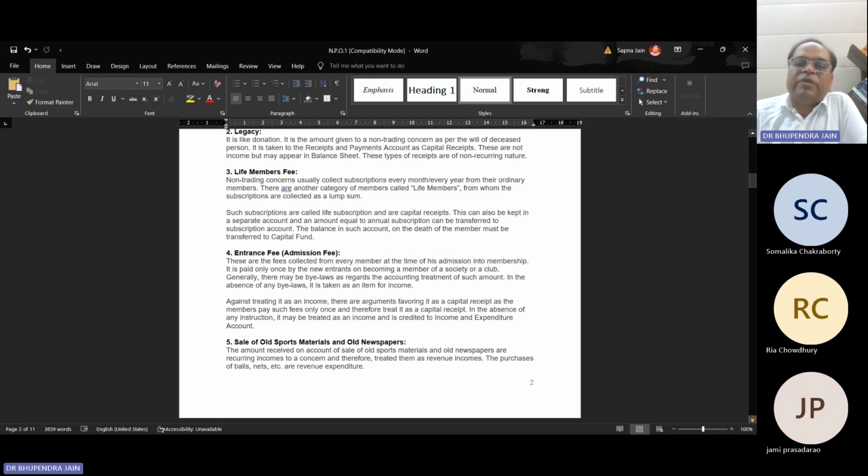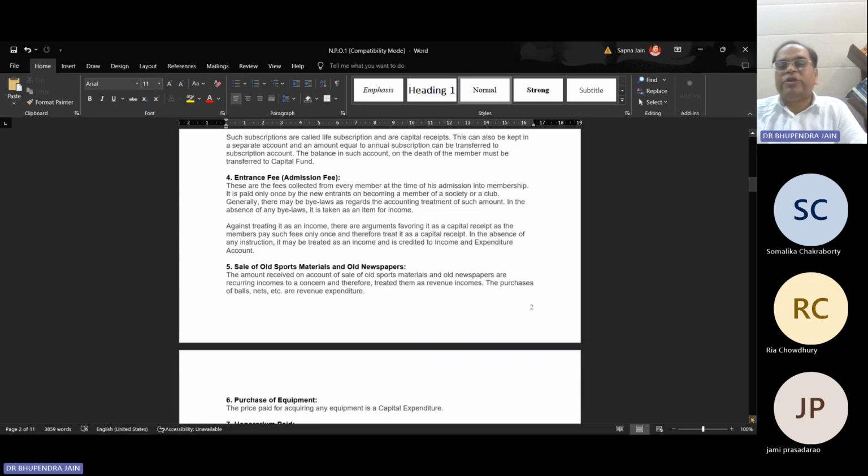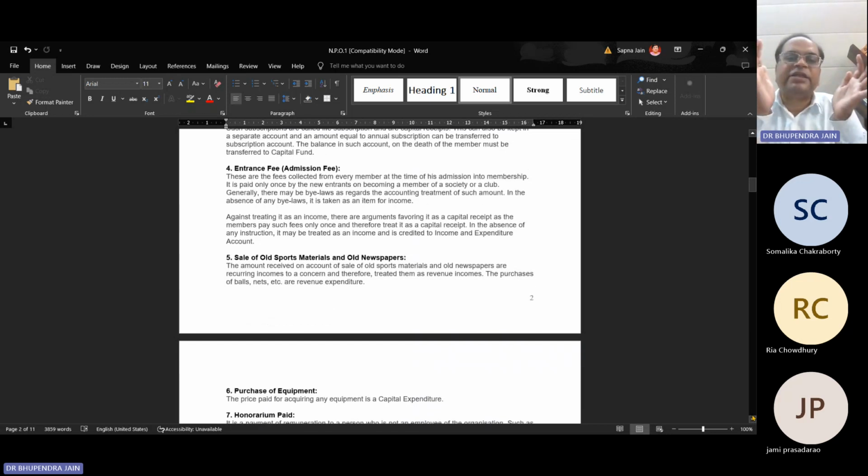Income. Or generally, beta, whenever we prepare the bylaws of the society or the clubs, we write in advance that entrance fees will be treated as income. Okay, beta, what is written next? Next for us comes donation.